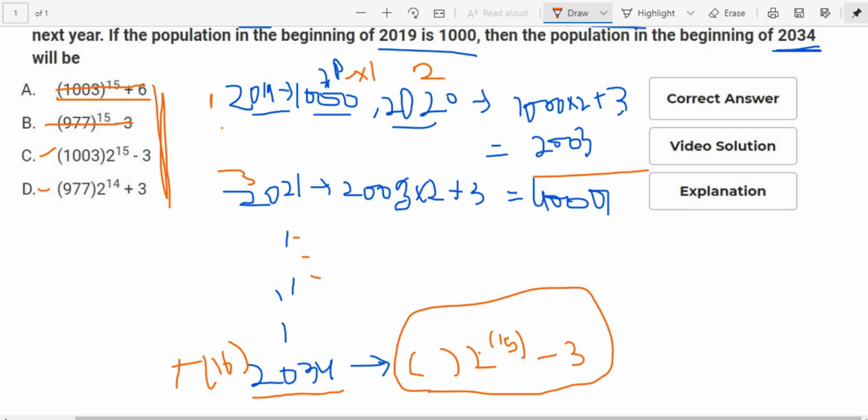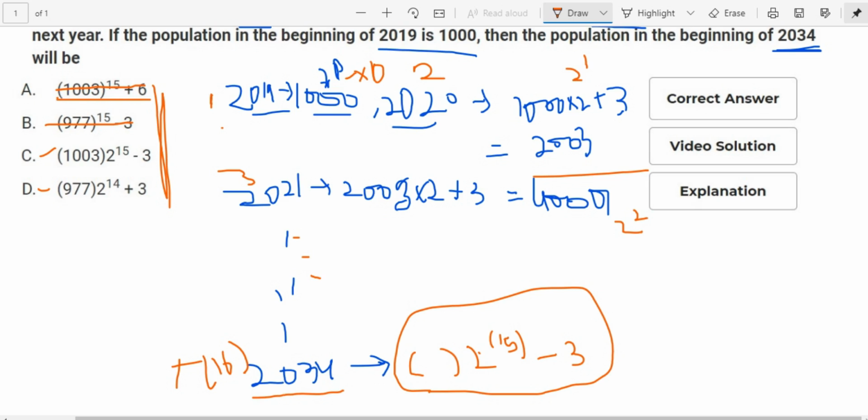Now here if 2 to the power 0, that means it is 1000, and here 2 to the power 1, 1000 into 2 to the power 1 plus 3, that will be 2003. For the next year it will be 2 to the power 2, isn't it? For that, 1000 into 2 to the power 2 plus 3, it will become 4009, isn't it?